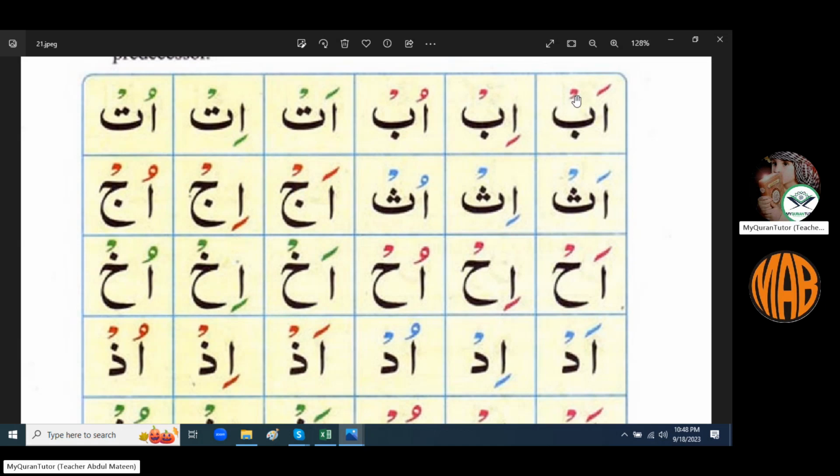For example, ba has sukoon sign, so ba is a sakin letter. Sa has sukoon sign, sa is a sakin letter. All of these are sakin letters because they have sukoon sign.